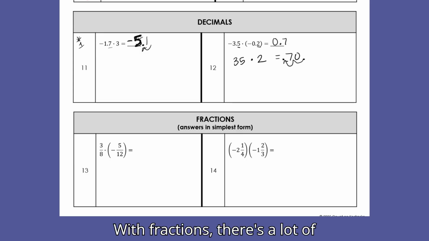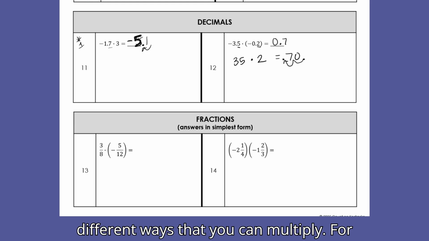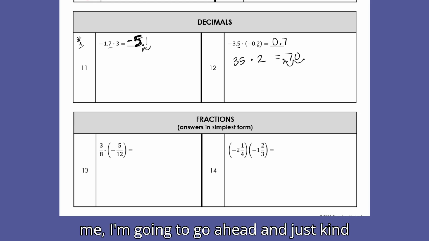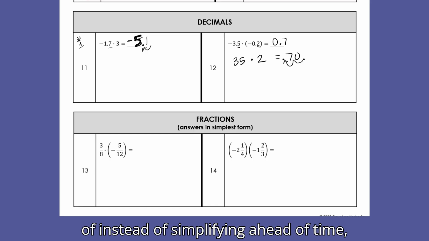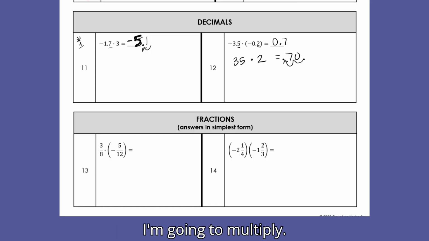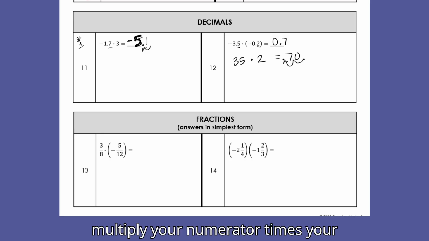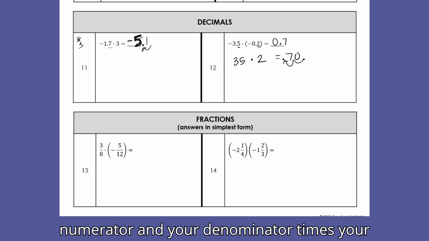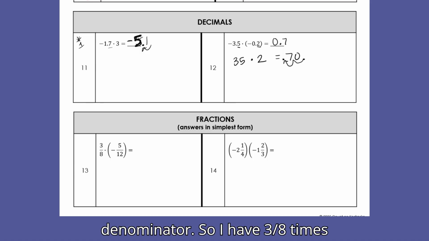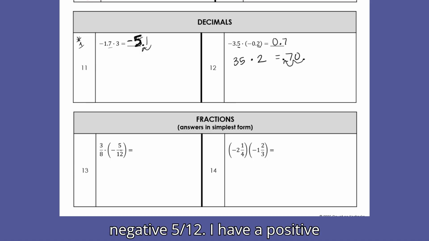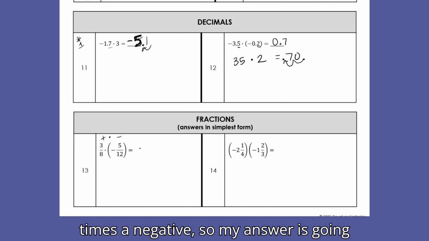With fractions, there's a lot of different ways that you can multiply. For me, instead of simplifying ahead of time, I'm going to multiply as normal, meaning you multiply your numerator times your numerator and your denominator times your denominator. So I have 3/8 times negative 5/12. I have a positive times a negative, so my answer is going to be negative.